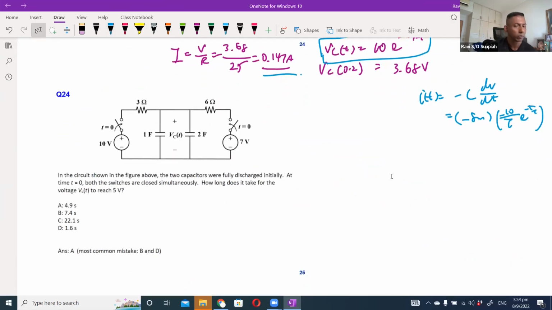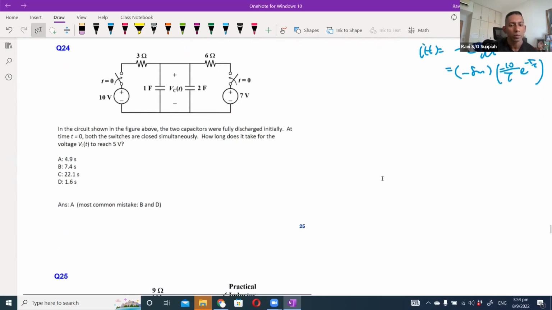Okay, question 24. Two capacitors are fully discharged initially, and at time t equals 0, both the switches are closed simultaneously. How long does it take for VC to reach 5 volt? The first thing is we can see that the two capacitors are in parallel, which means the total capacitance in this case is 3 farad.